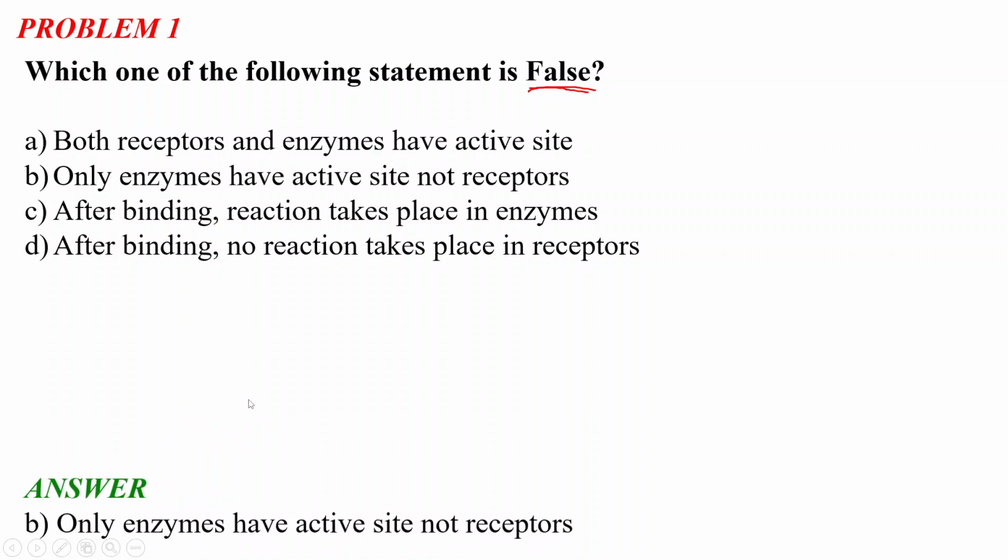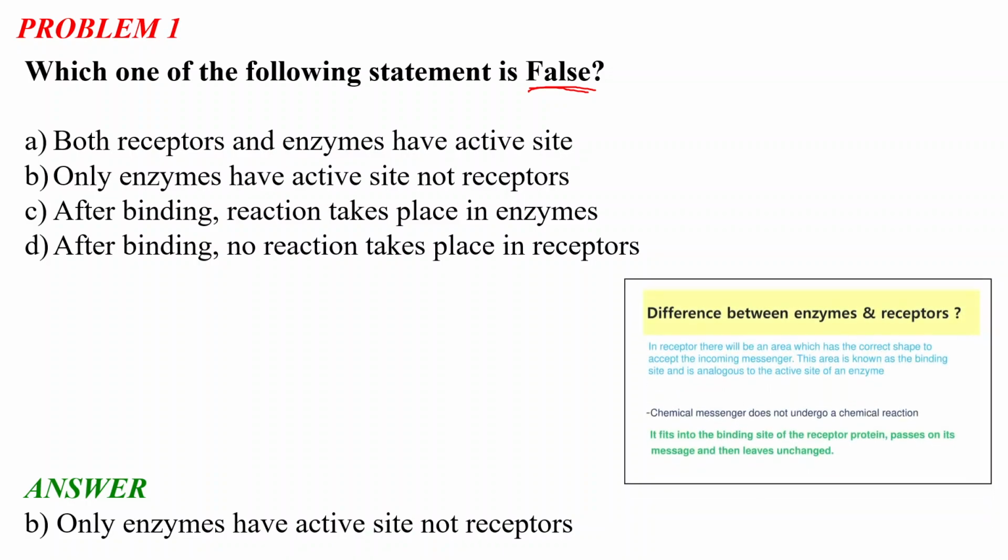So the answer is B: only enzymes have an active site, not the receptors. Now we all know that enzymes have a particular site where the substrates bind, the reaction takes place and the products are formed. This is called the active site of the enzyme, where the enzyme generally reacts. There are some molecules called receptors, and these receptors do not have active sites.